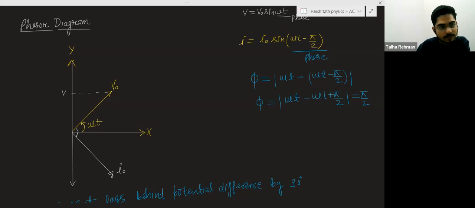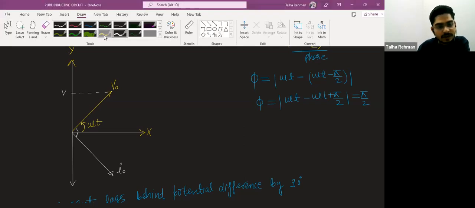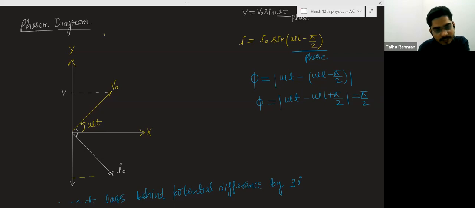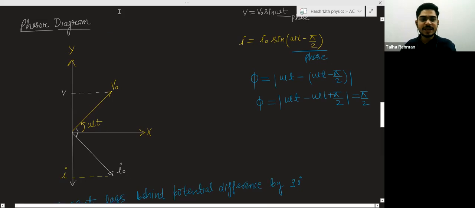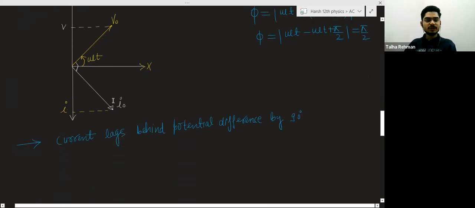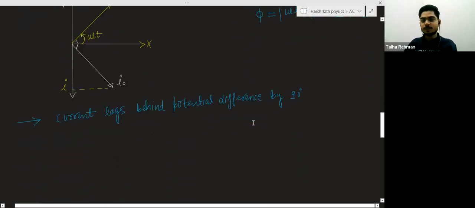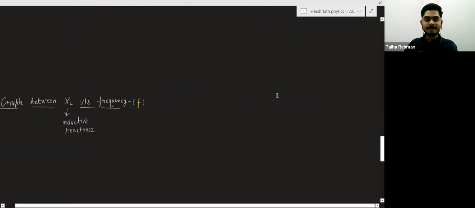If you draw the projection, you will get the instantaneous value of the current. So this is the phasor diagram. You can see the current lags behind the potential difference by 90 degrees.